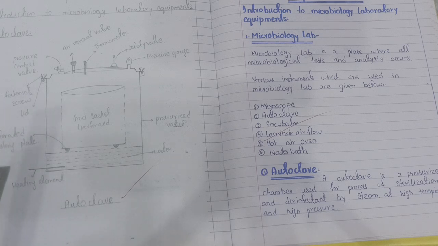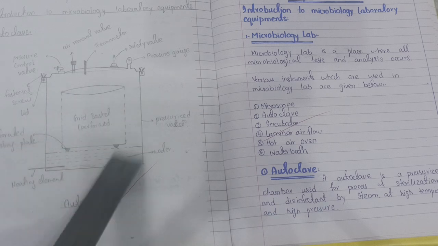It means you clear all the germs from anything, like surgical equipment. After the performance of a surgery, you have to clean the equipment and then reuse it. So how do you clean it? You will put them into the autoclave at high temperature and at high pressure.